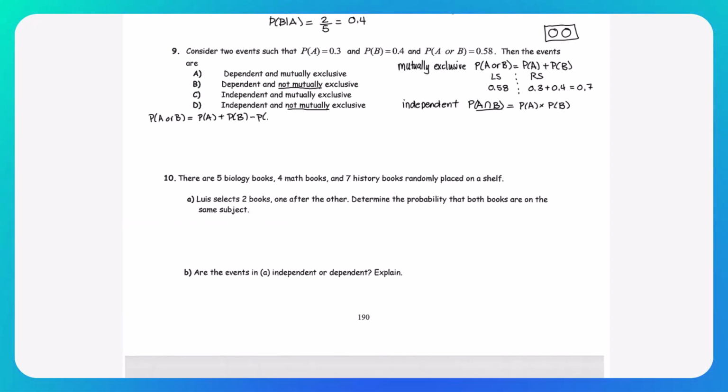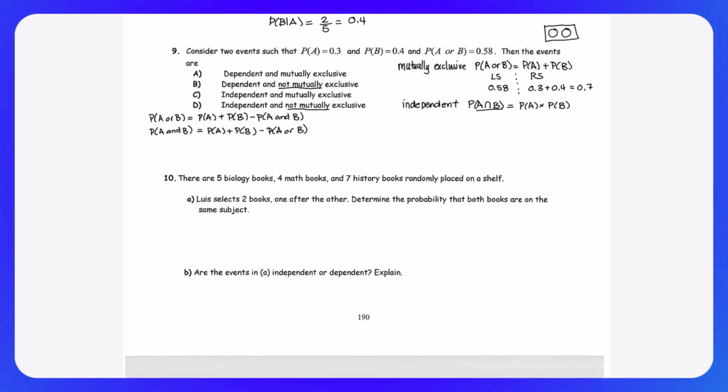We're going to rearrange this to solve for the and, switching those two end pieces. So the probability of A and B equals the probability of A plus the probability of B minus the probability of A or B. Let's fill everything in: 0.3 plus 0.4 minus 0.58. Putting everything into the calculator, that equals 0.12.